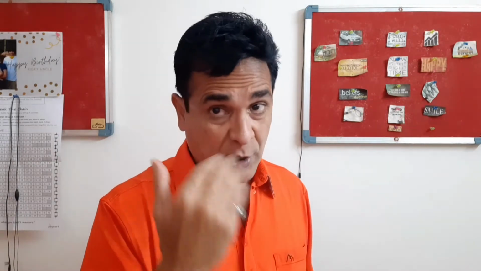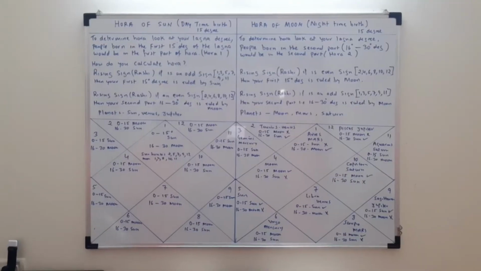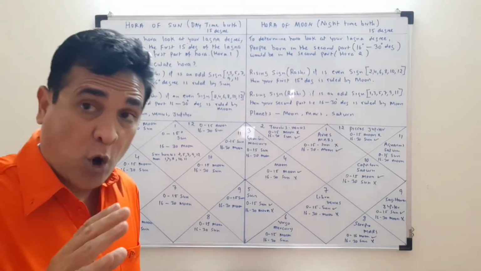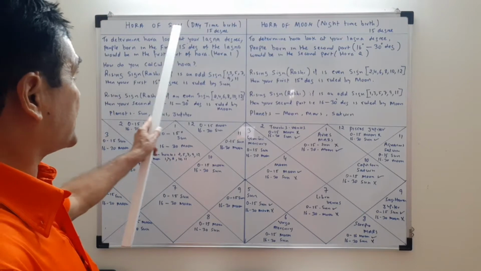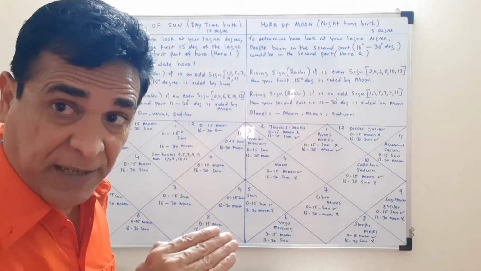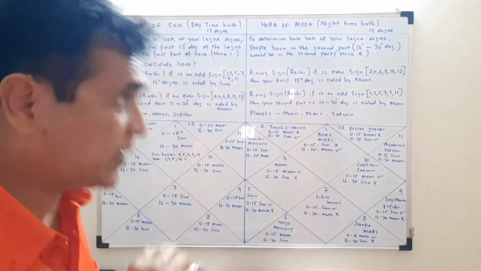Maybe whatever I have written on the board is too small. It's legible, but it's too small, so I would request you to watch it on your TV or laptop. Thank you. Okay. Now please try to understand this concept, Hora of Sun and Hora of Moon. Step by step, I will explain to you how it happens.